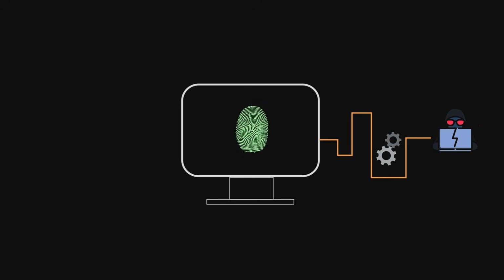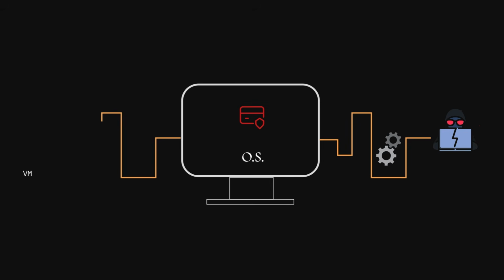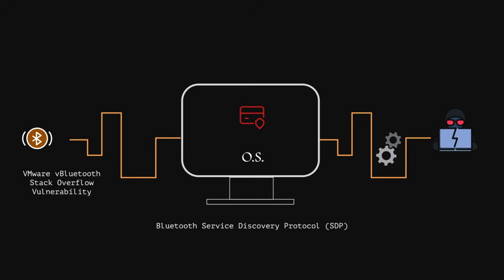Upon establishing a presence on the host machine, this exploit chain will encounter new obstacles and potential. This exploit chain must now circumvent the host system's robust security frameworks. To facilitate this, it capitalizes on a specific vulnerability within the host operating system, namely the VMware vBluetooth Stack Overload vulnerability, identified at Pwn2Own 2023 in Vancouver. This flaw is located within the Bluetooth Service Discovery Protocol, offering a direct route to elevate privileges.